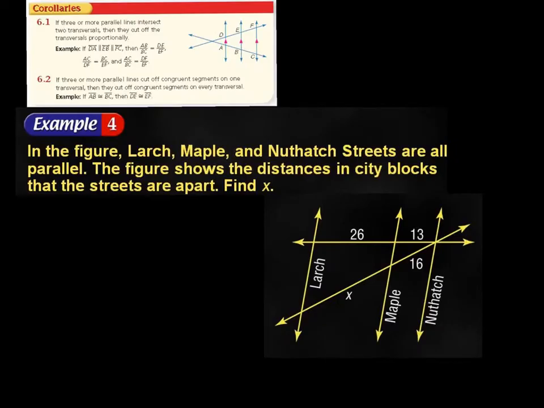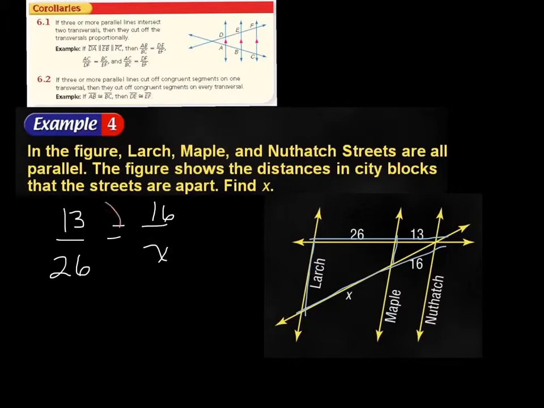In the figure, Larch, Maple, and Nuthatch streets are all parallel. The figure shows the distances in city blocks that the streets are apart. They ask us to find x. So for getting the parallel lines, you can see there's a nice triangle. There's our triangle proportionality theorem that we can use. So we can go 13 is to 26 as 16 is to x.